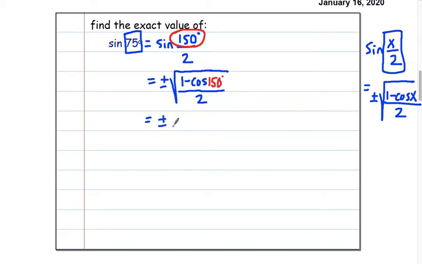So go to your unit circle and look up 150 degrees. What is the value of cosine? And the value of cosine is negative square root of 3 over 2. Remember, it's 1 minus that, so 1 minus negative square root of 3 over 2. And all of that is over 2.